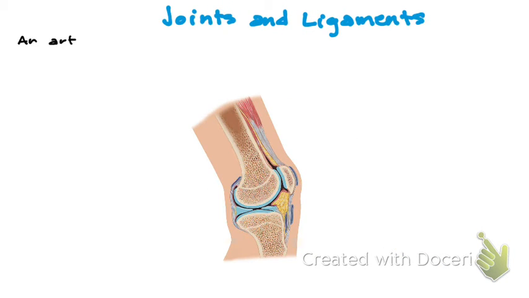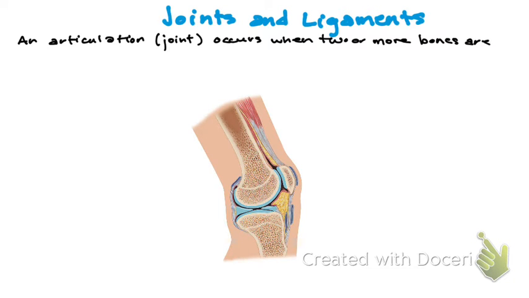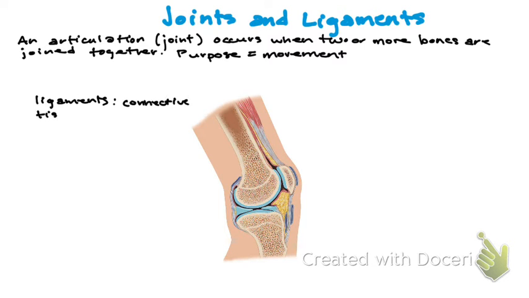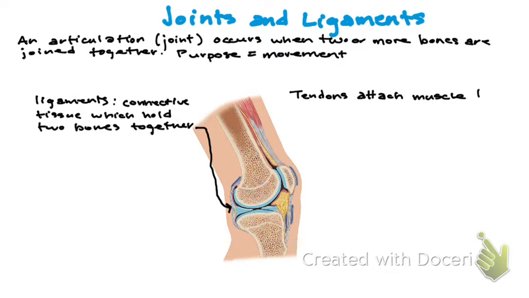An articulation, also known as a joint, occurs when two or more bones are joined together. The purpose of this joining is for movement. Ligaments are connective tissue which hold together two bones. These are not to be confused with tendons, which use connective tissue to attach muscles to bone.